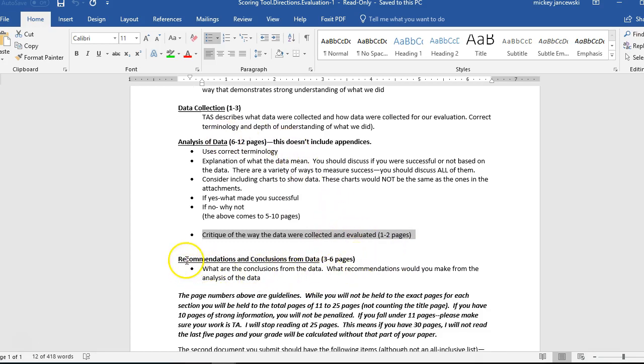So now this part, recommendations and conclusions from data. What are the conclusions? What I'm expecting you to do in this section is to take the data, reflect on the entire planning process, the entire semester, and make some conclusions about your group, about your presentations, about data collection. Did your group do planning correctly? If your group did planning correctly, do you feel that that affected the data? Did your group not plan correctly? And do you feel like the data shows that?